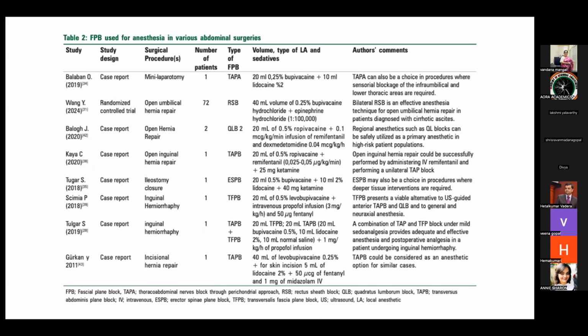So various studies have compared various case studies and case reports for various abdominal surgeries and mini laparotomies. Predominantly, for open areas we are using QL blocks, thoracoabdominal plane blocks, and erector spinae plane blocks.